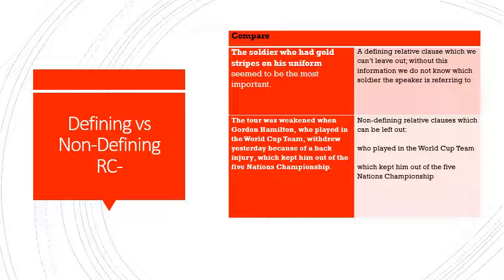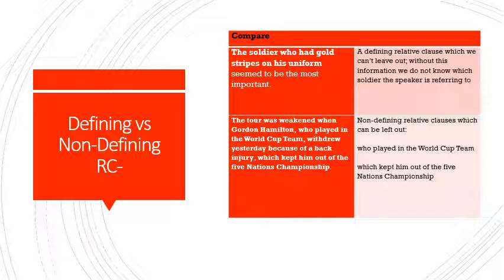Okay, so again, to make the idea clearer, consider these two examples. The soldier who had gold stripes on his uniform seemed to be the most important. In this example, the relative clause is essential to the identification of the soldier in question. That is, without this information that is communicated by the relative clause, we would be unable to identify the important soldier.